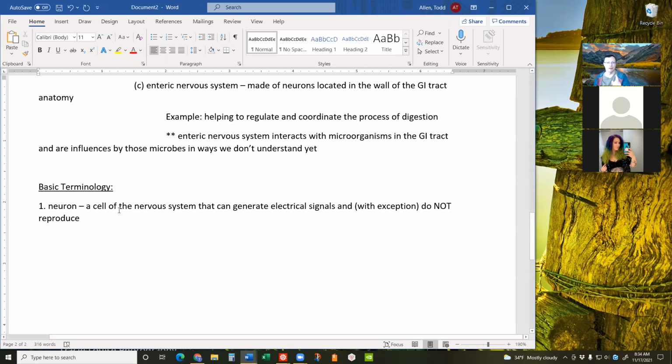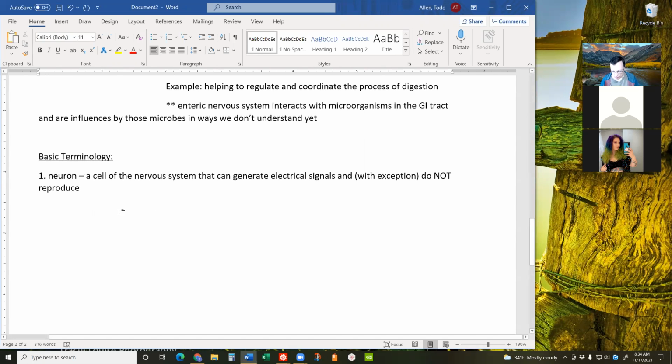So a neuron is a cell of the nervous system that can create electrical signals, and by and large, they do not reproduce. Okay. And if you think about it, that's what makes a stroke so devastating. The fact that the neurons cannot reproduce, right? A stroke simply means death of neurons.